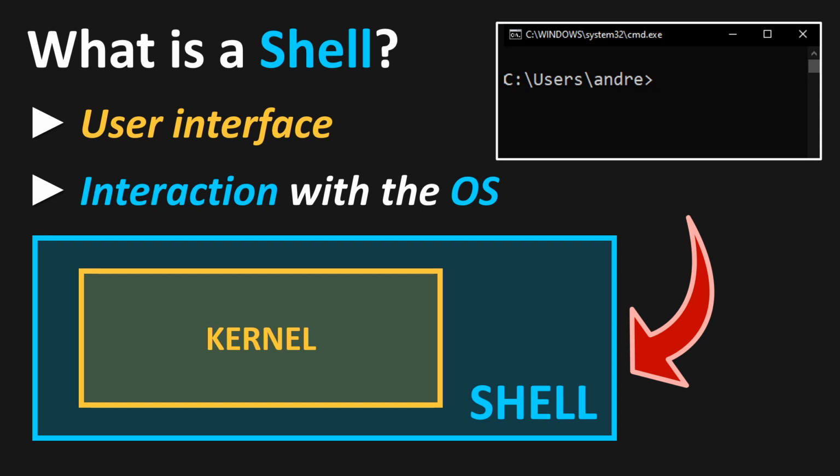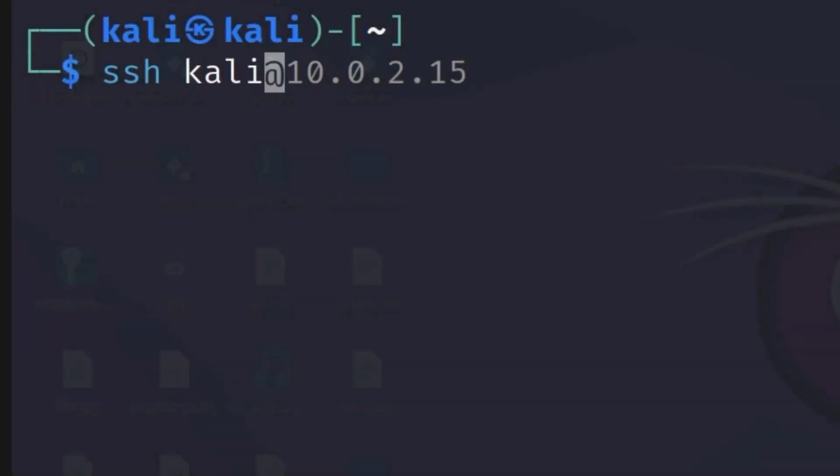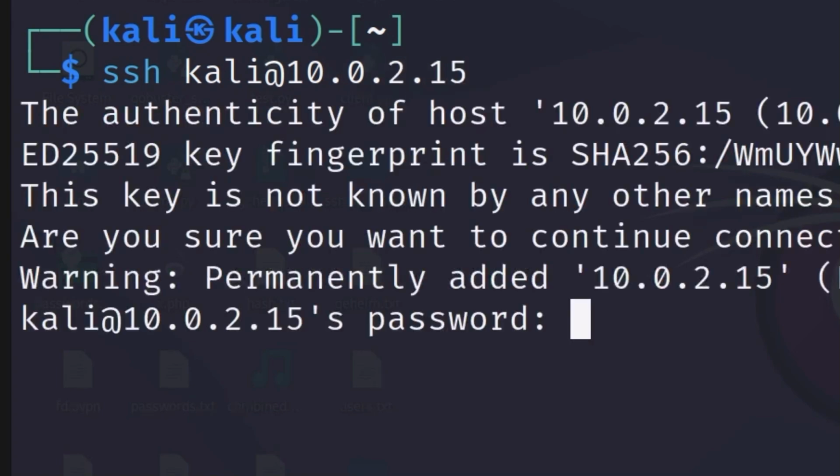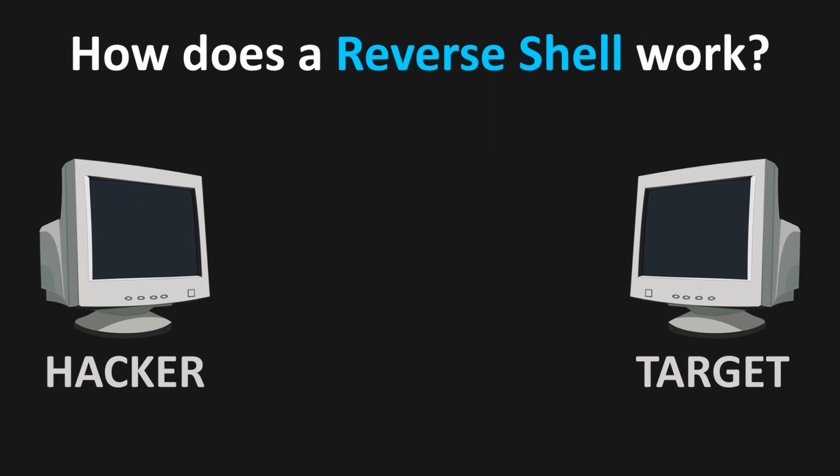But what is a reverse shell? Well, if you want to connect to a server or your Raspberry Pi, the connection request usually comes from you. Therefore, you can use the SSH protocol. You enter a username, an @ and the IP address of the device you want to connect to. You will then be asked for a password, and if you enter it correctly, you can operate the device via a shell.